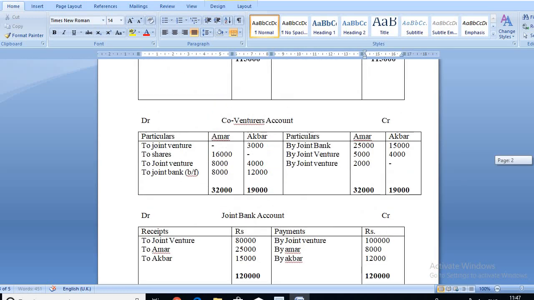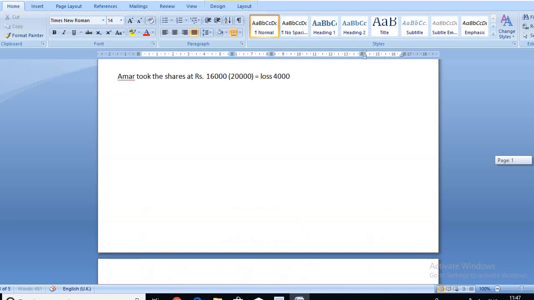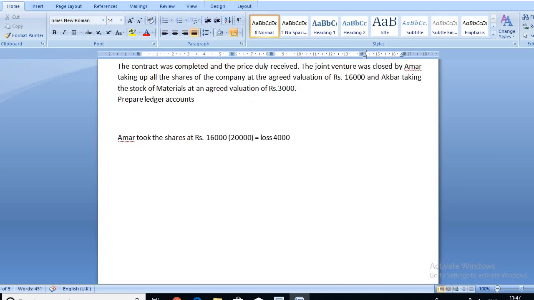So here the new adjustment is shares taken over and not the sale. Sale is a different treatment. In the last problem, the shares were sold. Shares were sold. But here shares were not sold. Shares were taken over by one of the co-venturers, Amar. Amar has taken the shares. If shares were taken over, whoever takes them, it should be shown in that person's account.